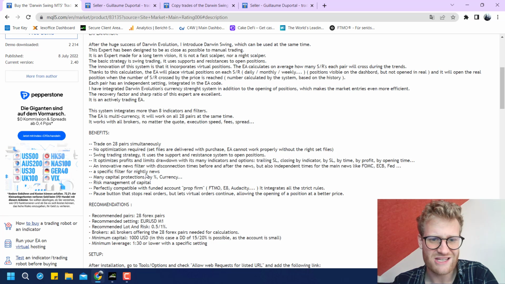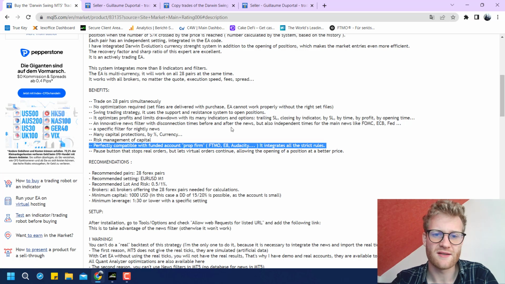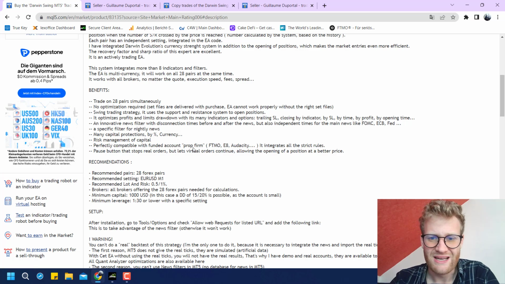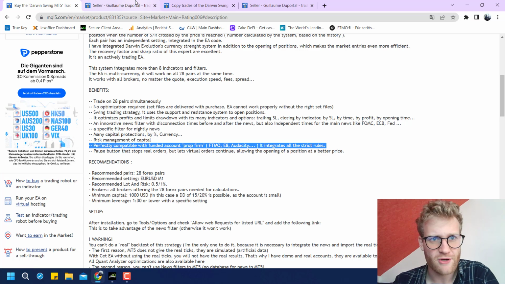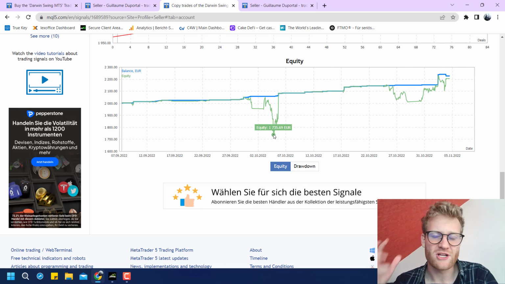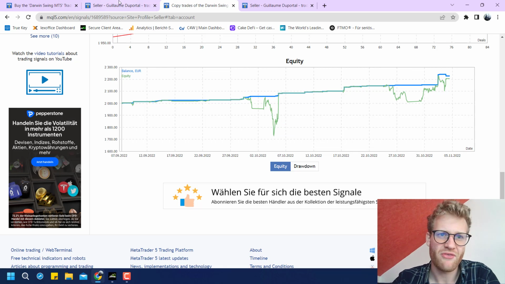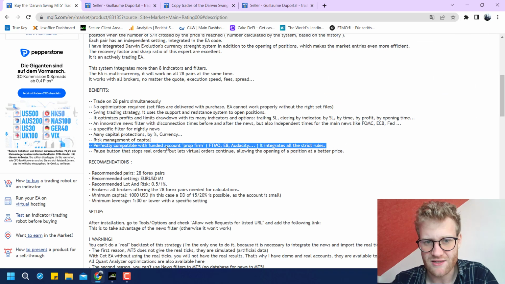And he has a news filter, which of course we cannot test because news filters do not work in the strategy tester. And also he says it's perfectly compatible with funded accounts or prop trading. I do not really think this is true, because what we already saw is that he has temporarily big drawdowns, and for example, this drawdown would be enough to pretty much violate any rule with any prop trading firm. So I think this is just not true.